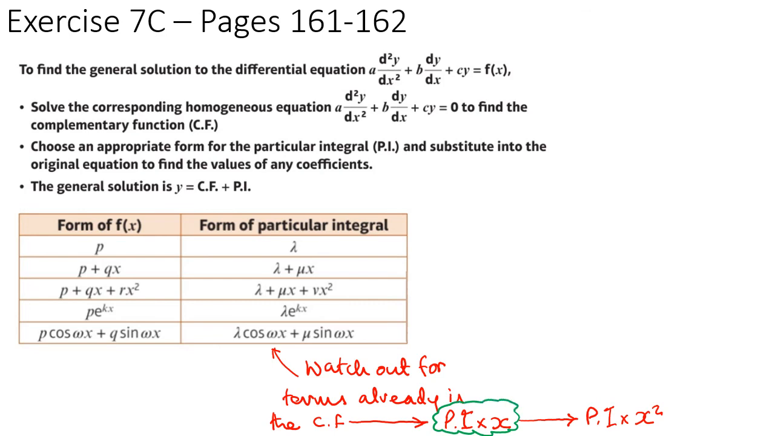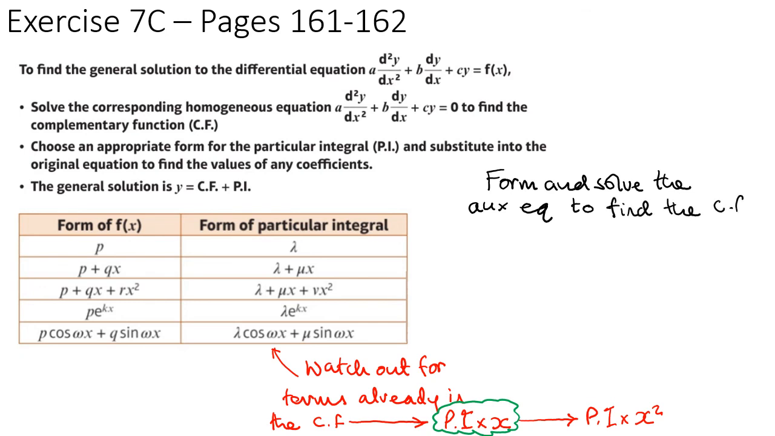And just to recap how we solve our differential equations, so we form and solve the auxiliary equation to find the complementary function, and then once we've got the complementary function, our general solution is going to be our complementary function plus the particular integral, and of course that will be y equals that.